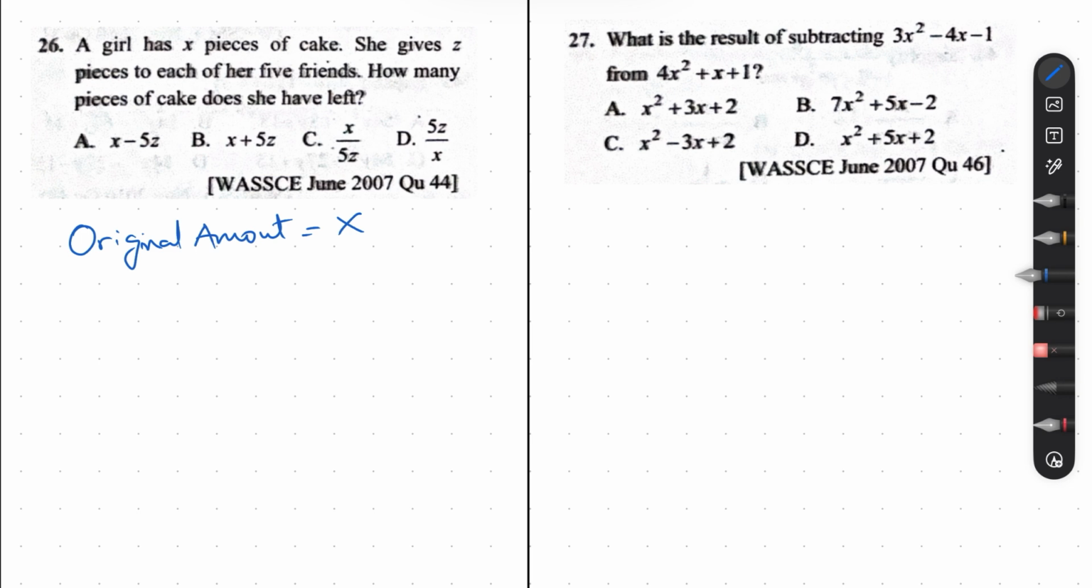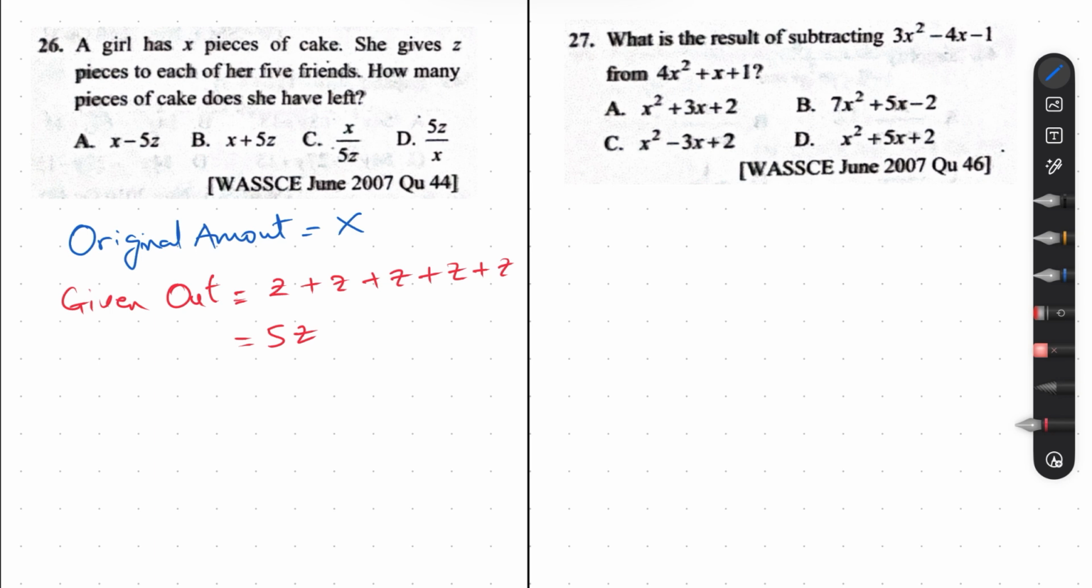So giving out is equal to what? She has 5 friends, and then she gives them Z each. So giving out is going to be Z plus Z plus Z plus Z plus Z, because they are 5 friends, and each friend gets Z. So finally, we have how many Z's? We have 5Z that she gave out.